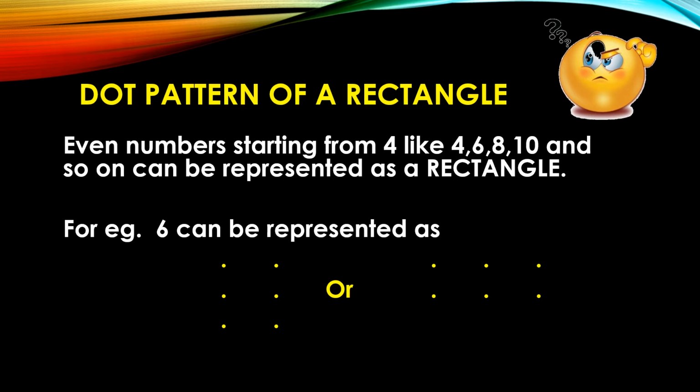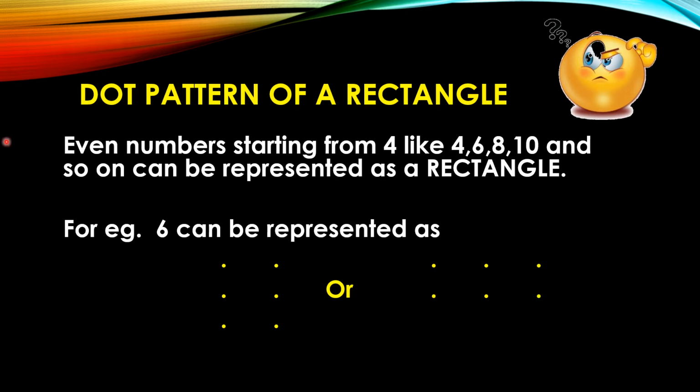So that is why we are saying that to make a rectangle we should have only the even numbers, and the minimum even number required to make a rectangle as a dot pattern is 4. Okay, so if I want to represent 6 as a rectangle, it can be written like this. Two dots in one line, and same way we can draw 6 dots in the form of a rectangle, right? Or I can draw 3 dots in one line and 3 dots in another line.